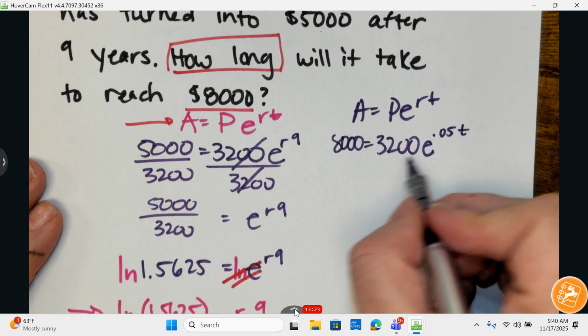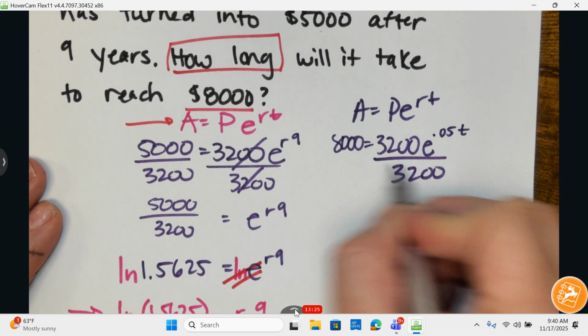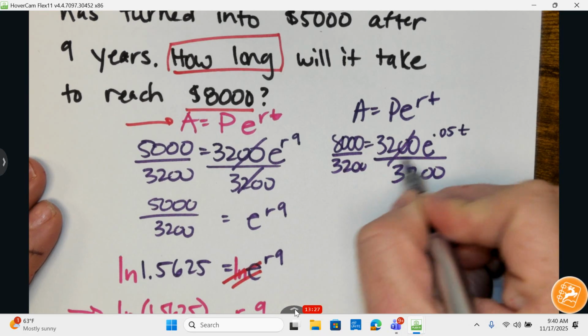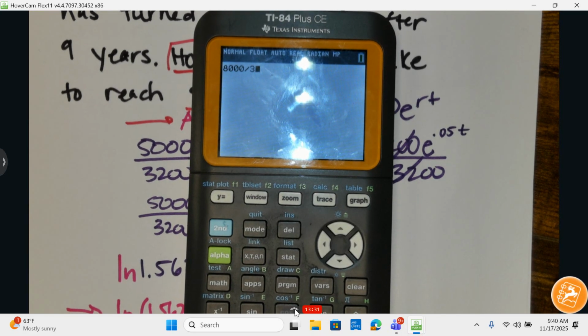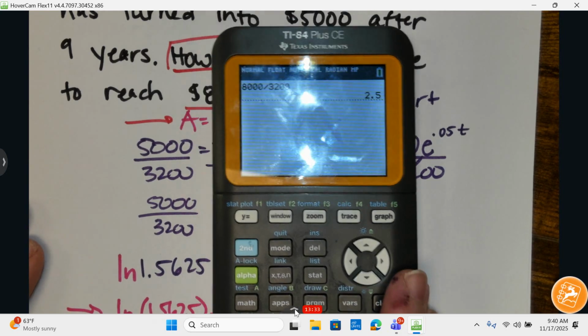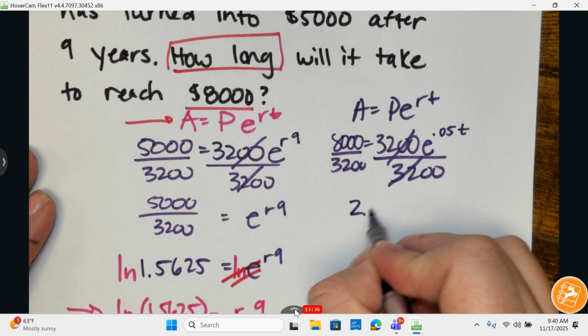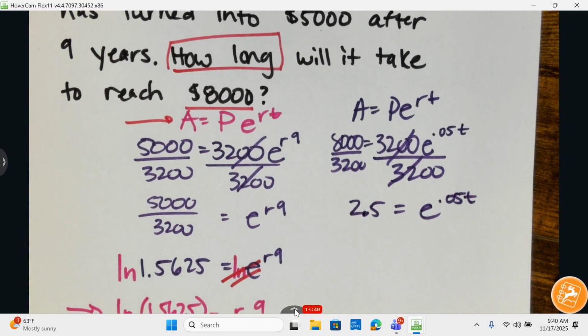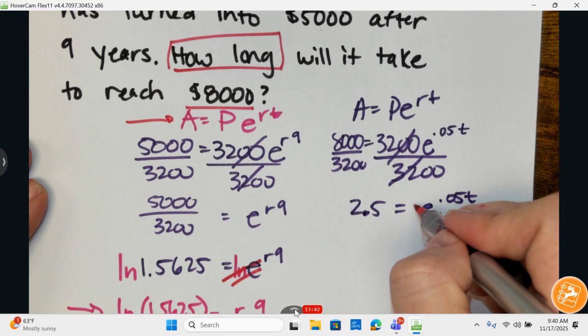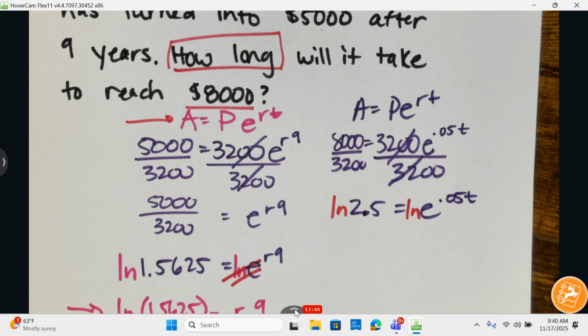Okay, so here we go. Dividing by 3,200, dividing by 3,200. Let's see if this equals a terminal decimal. Terminal decimals will be decimals we don't have to round. It does equal a terminal decimal, so I have 2.5 equals e to the 0.05 times t. How do I eliminate the e? I'm going to take the ln of both sides.